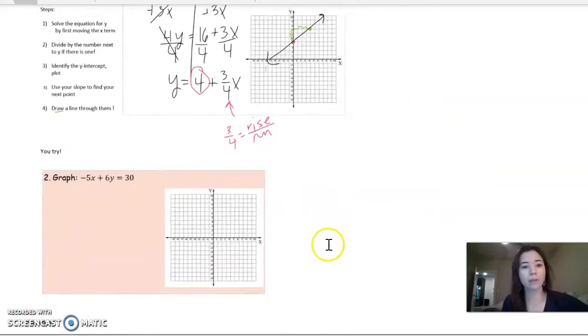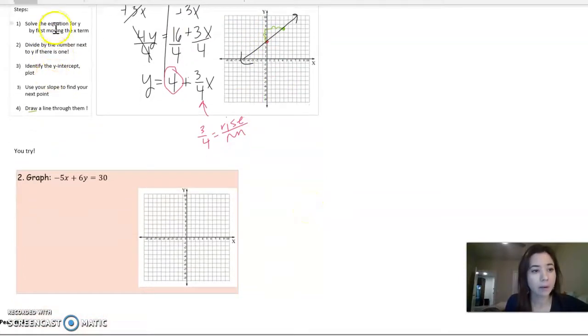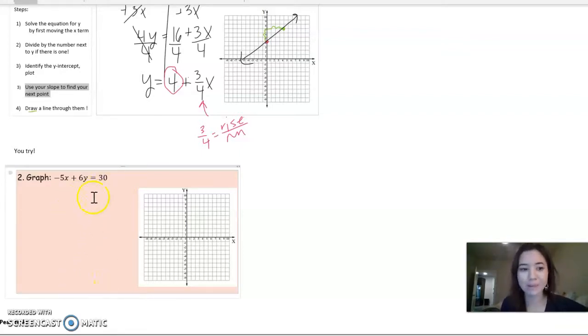There is a practice problem here, so I want you to complete that. Go ahead, use these steps above. Solve the equation for y by first moving the x term, and then divide by the number next to your y. Identify your y-intercept and plot. Use your slope to plot your next point, and then draw a line through them. Give it your best. Start with the manipulating, and then graph it once you have it solved for y. If you get stuck in the manipulating, come back and watch me manipulate and help you get started, and then pause me to try and graph it on your own. And then if you get stuck on the graphing, come back and unpause me again. All right, go ahead and pause me now and give it a try.